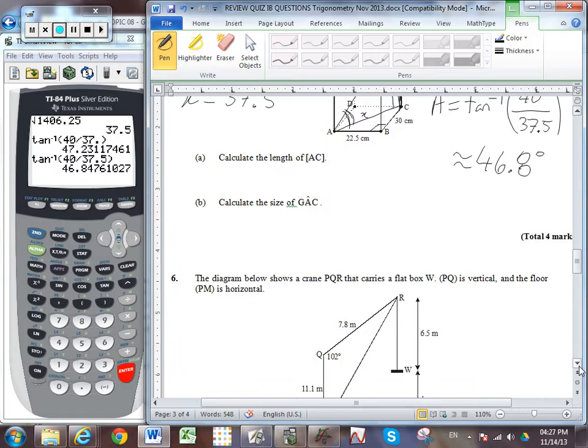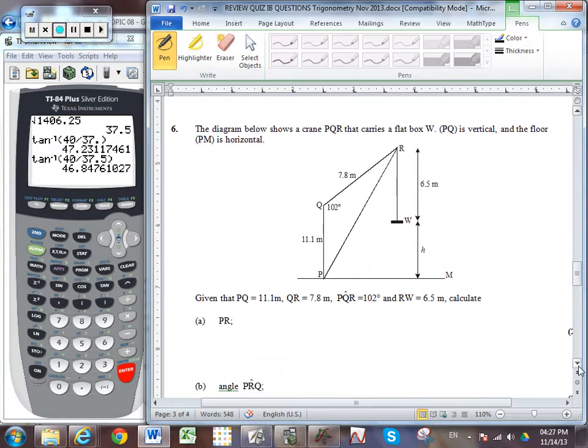So I've got a diagram with a crane that carries a flat box. PQ is vertical. The floor is horizontal, so obviously these are meeting at a 90-degree angle. Given that PQ is 11.1, that's been labeled, QR is 7.8, that's been labeled, PQR is 102 degrees, labeled, and RW is 6.5, also labeled. We need to calculate PR, this length here.